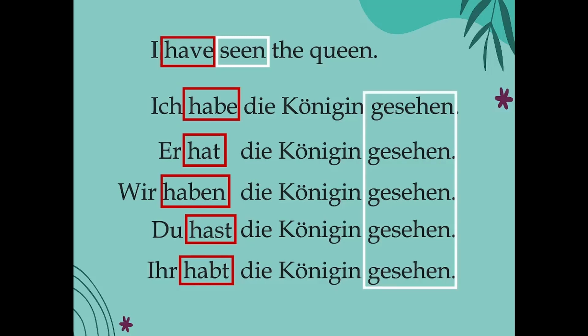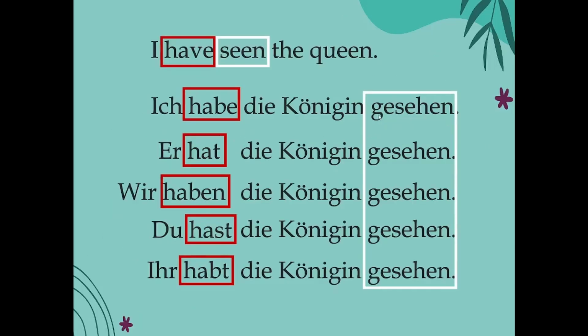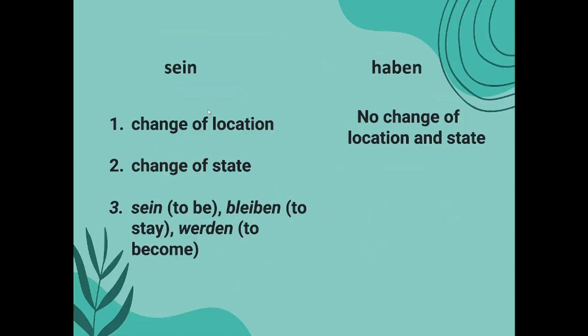But you have noticed that sometimes we are using SEIN and sometimes you have the HABEN verb. So how to identify that? I will give you a quick recap. SEIN will be used in sentences whenever there is a change of location. You have to see whether there is any change of location. If there is no change of location, then it is not SEIN, it is HABEN. Next, if there is a change of state, then you will use SEIN.